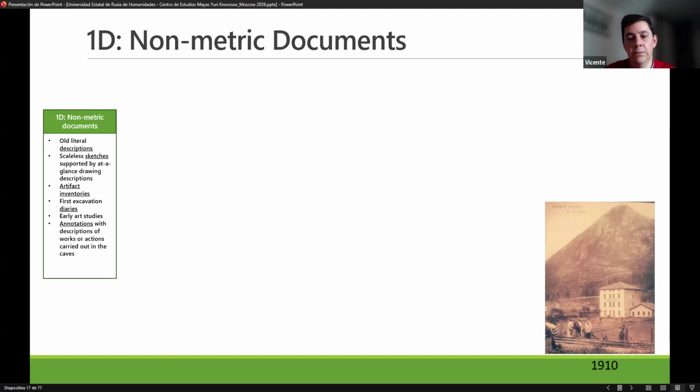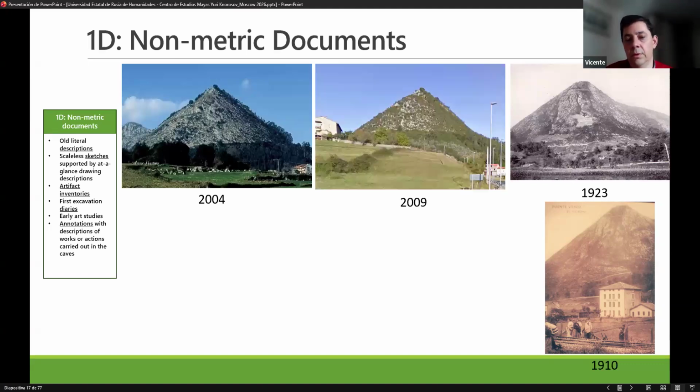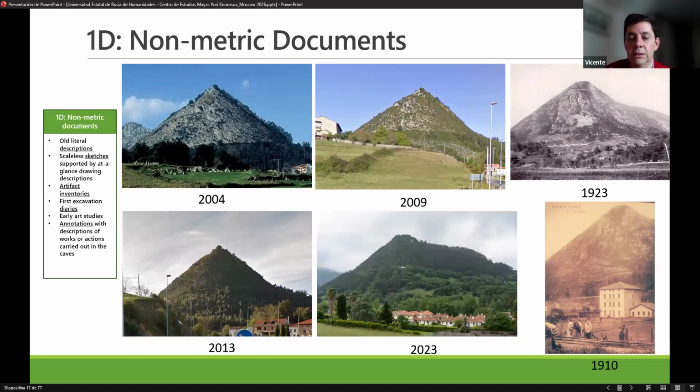If you have very old pictures of these places, for instance, this is Monte Castillo, the place where we have 5 World Heritage Places, in 1910s, in 1923, and recently, 2009, 2013, 2018, and now. So as you can see, this is about the same place on the mount, but you can see here that in the last 20 years, the vegetation on the mount has changed. So this is very important for conservation, okay?